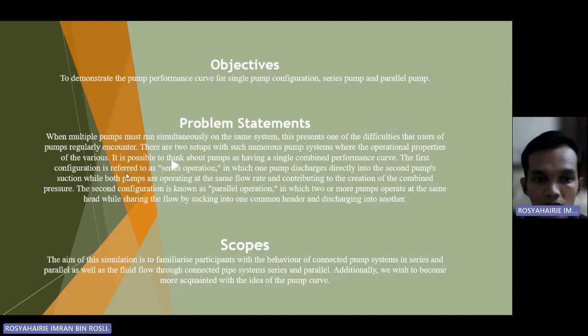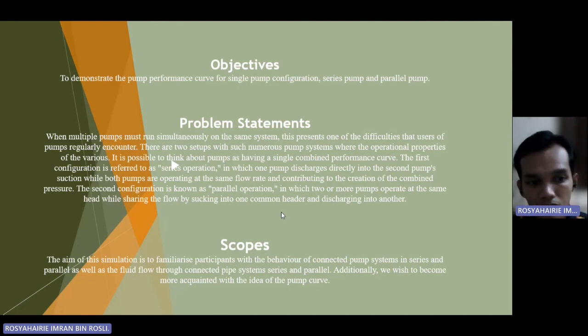The first configuration is referred to as series operation, in which a pump discharges directly into the second pump suction, while both pumps are operating at the same flow rate and contributing to the creation of the combined pressure. The second configuration is known as parallel operation, in which two or more pumps operate at the same head while sharing the flow by sucking from one common header and discharging into another.